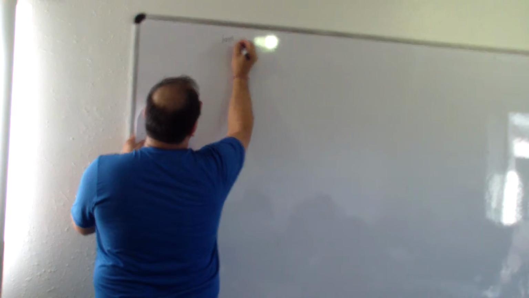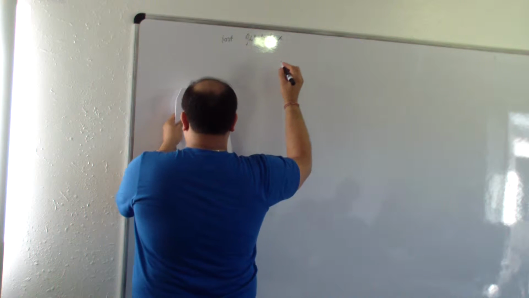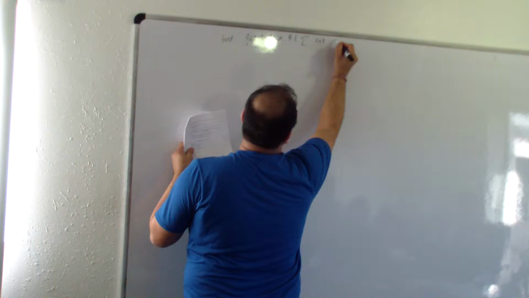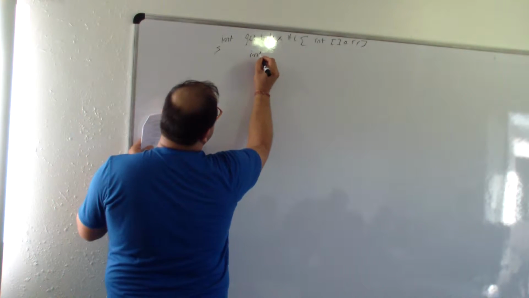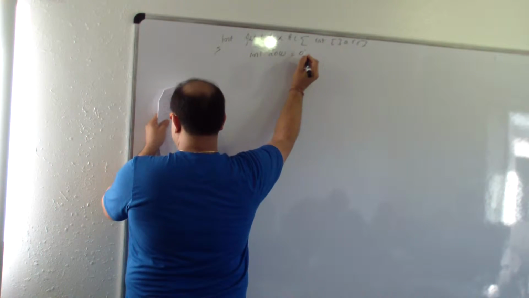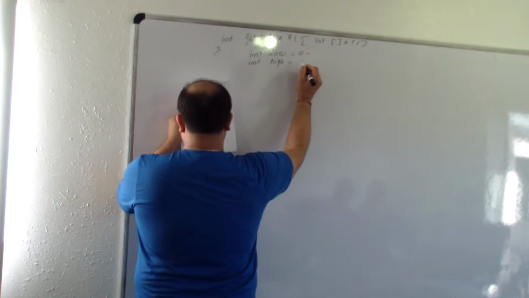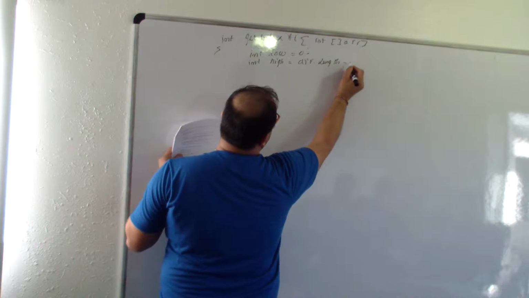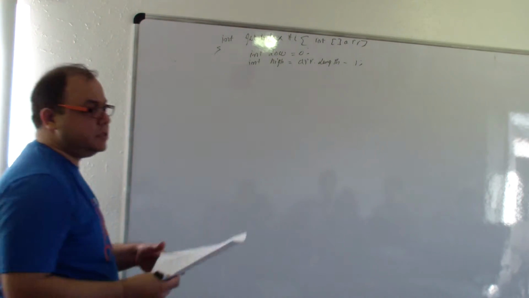So, integer getIndex, array a of i. Integer low is equal to 0, integer high is equal to arr.length minus 1. We don't need to send i in this.